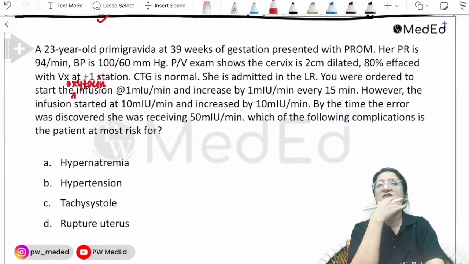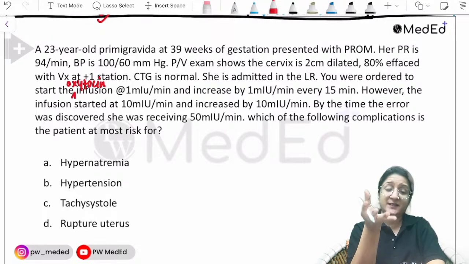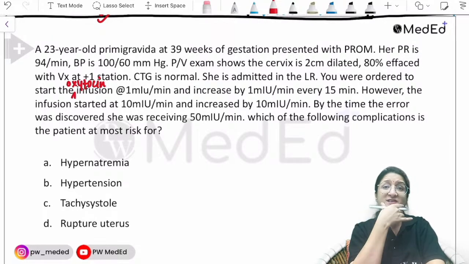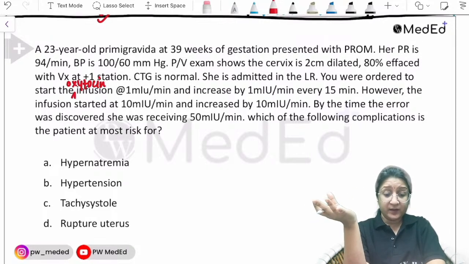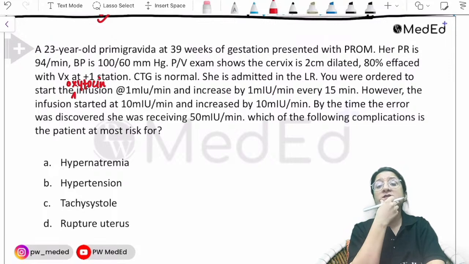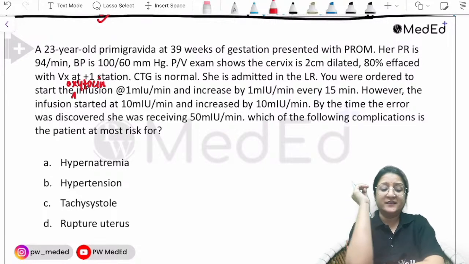Once you realize your mistake, of course, you're going to first of all immediately stop the oxytocin infusion. Have a look at the woman's status of uterine contractions. Have a look at the CTG chart. We've discussed the CTG at length. So many decelerations can happen because of excessive contractions. So which of the following complications is most likely at this point in time?